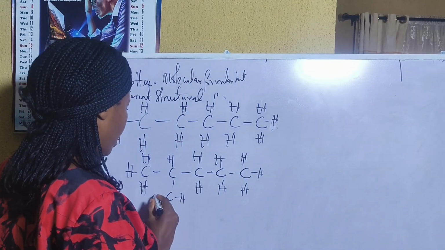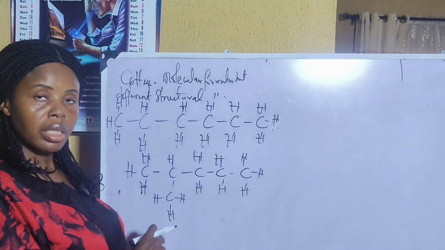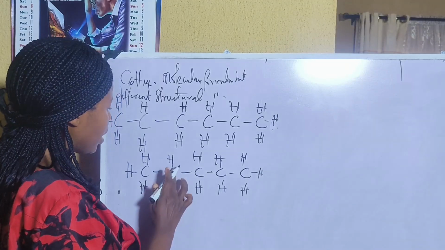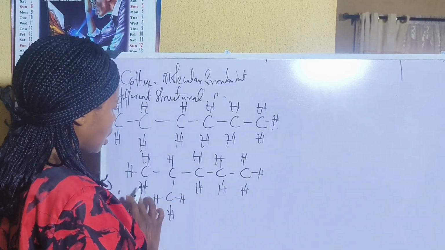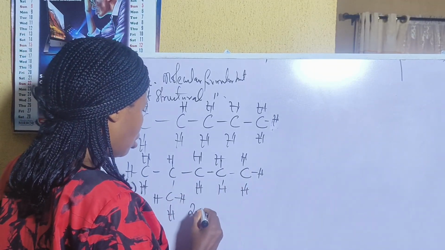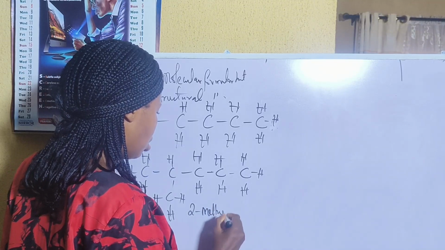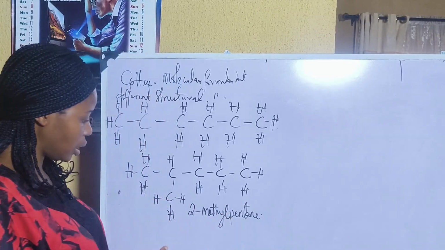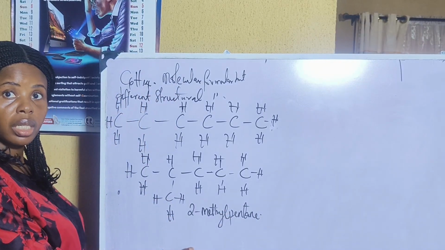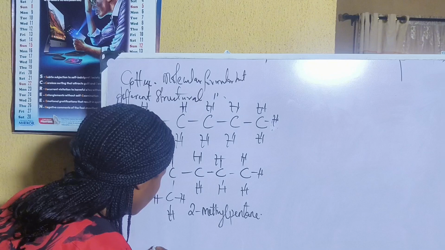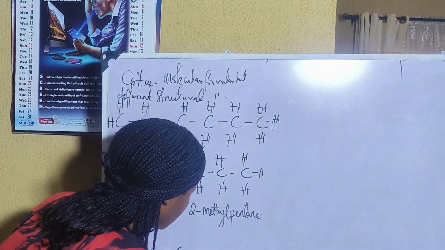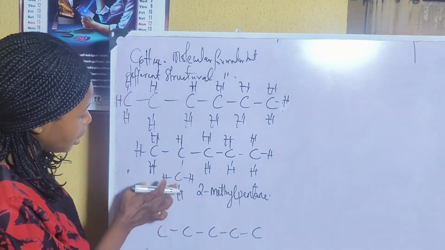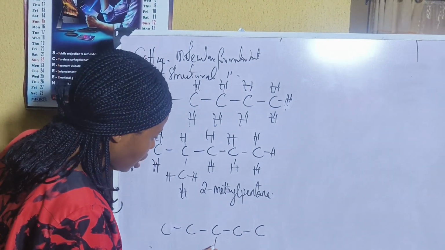So we can see here, if we count, the number of atoms of hydrogen is 14, carbon is 6. So this is 2-methylpentane. The longest carbon chain is 5. I'm done with that. Next, I'll still maintain my longest carbon chain as 5. Now, instead of placing the branch on the second one, I move it to the third one.